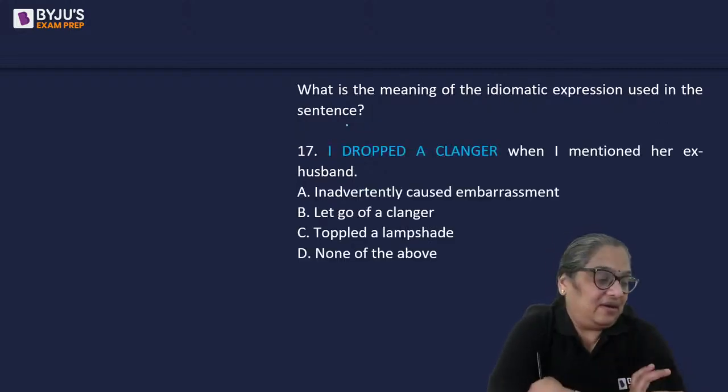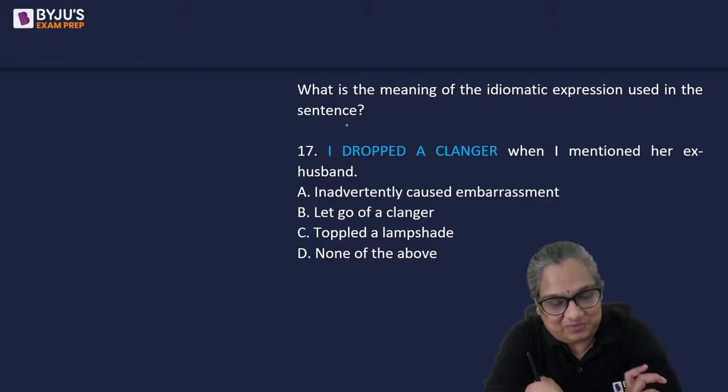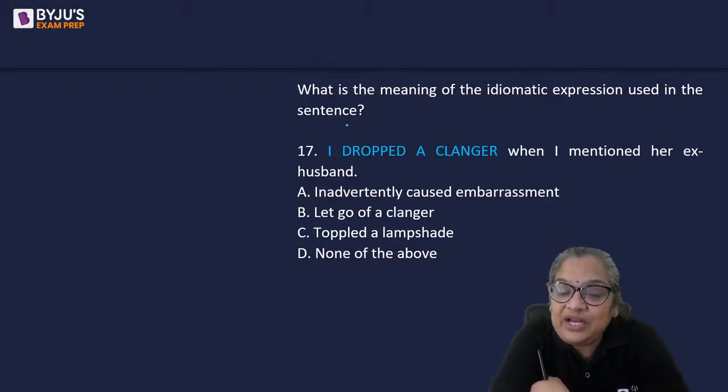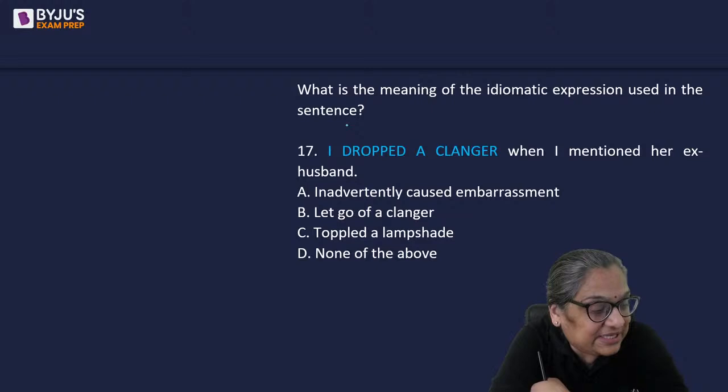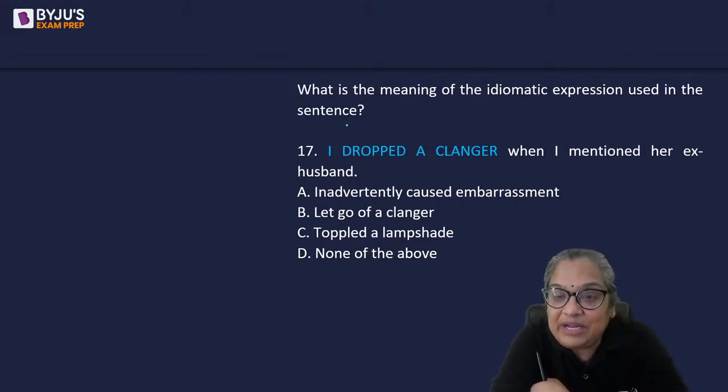All right. Let's now move on to idioms. What is the meaning of the idiomatic expression used in the sentence? "I dropped a clanger when I mentioned her ex-husband." What did you do? If you dropped a clanger, what does it mean you did? Inadvertently caused embarrassment, let go of a clanger, toppled a lampshade, or none of the above.